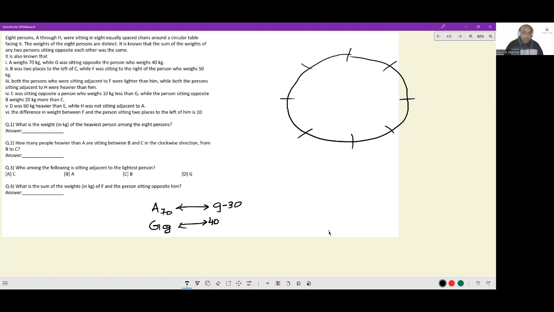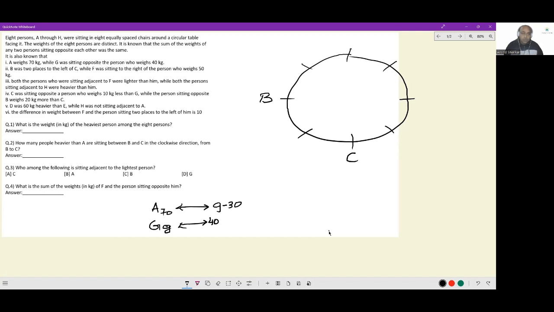Okay. B was 2 places to the left of C, while F was sitting to the right of the person who weighs 50 kg. So C is here and B is here. This part we don't know yet. Both the persons who were sitting adjacent to F were lighter than him. Again, can't do anything about it. While both persons sitting adjacent to H were heavier than him. Can't do anything about it.